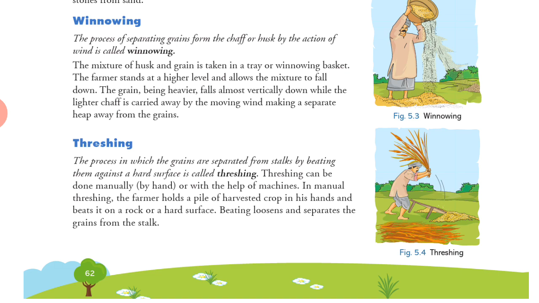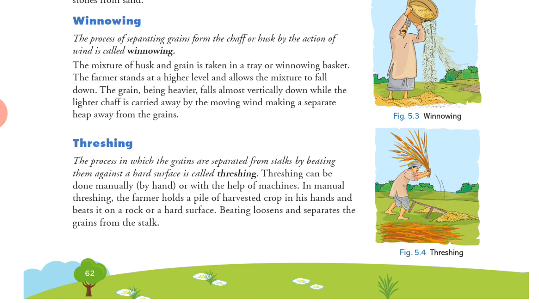The mixture of husk and grain is taken in a tray or winnowing basket. The farmer stands at a higher level and allows the mixture to fall down. The grains, being heavier, fall almost vertically down, while the lighter chaff is carried away by the moving wind, making a separate heap away from the grains. A very common practice in the fields to separate chaff from the grains.